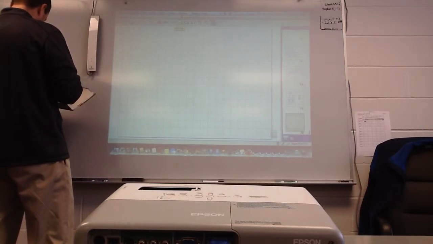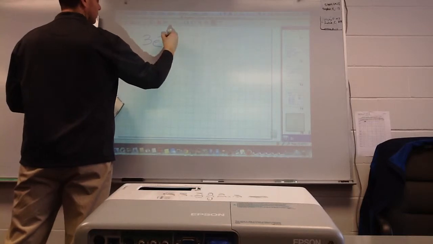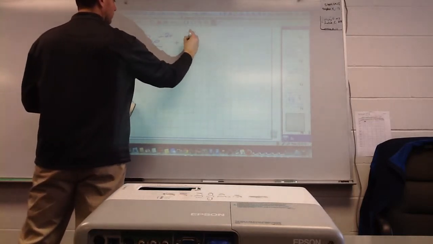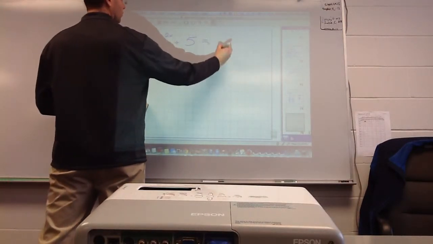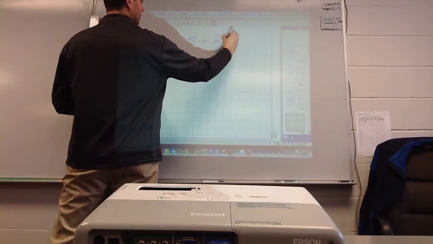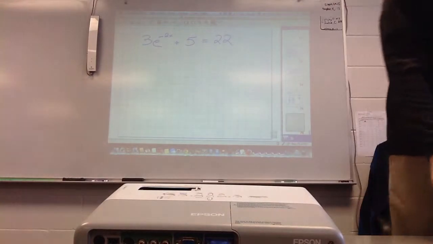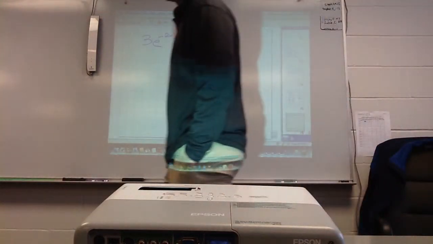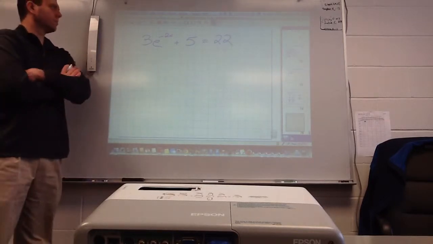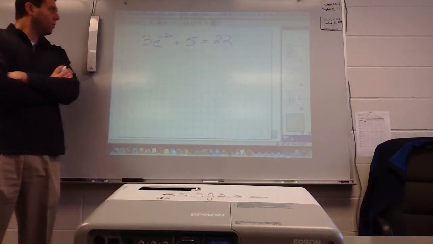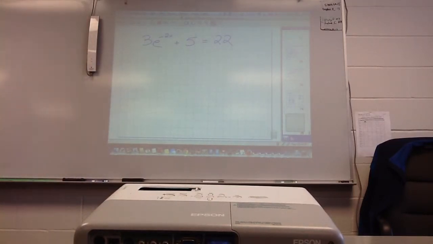Let's see. Let's try something like this. Solve this for x. 3e to the negative 2x plus 5 equals 22. What do you guys think?